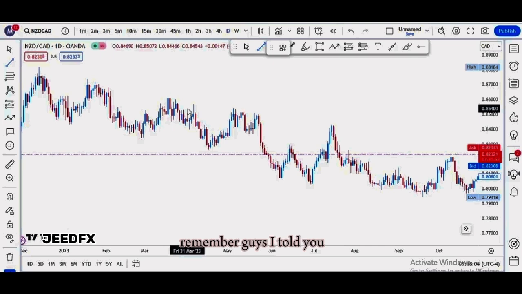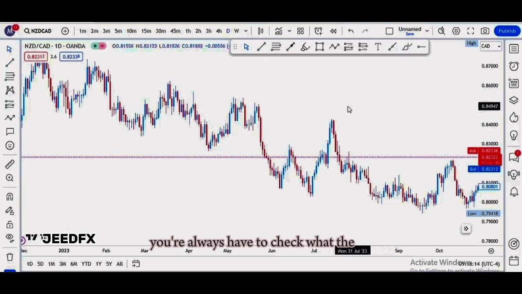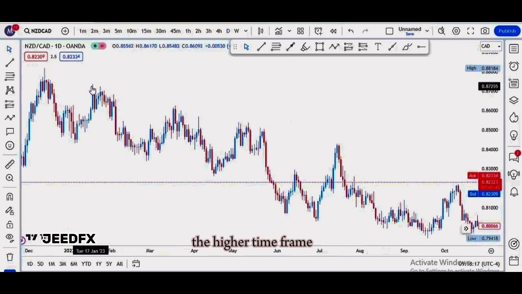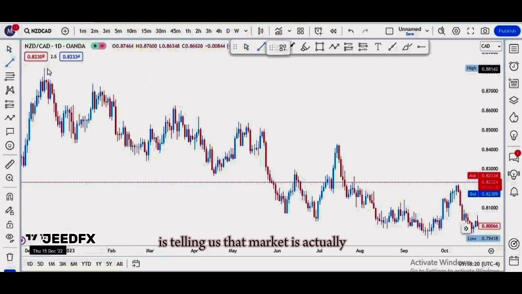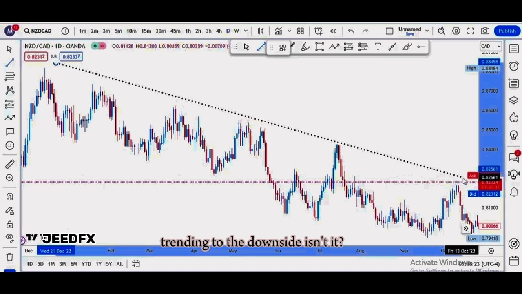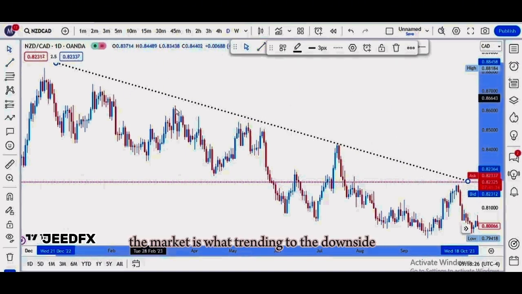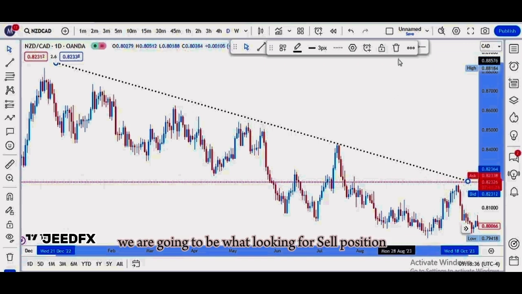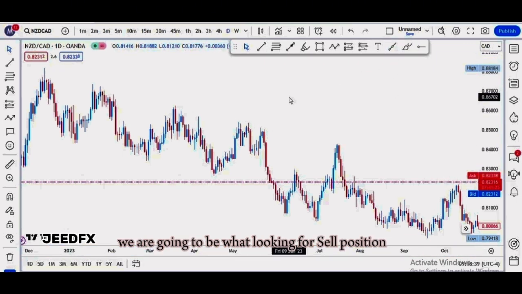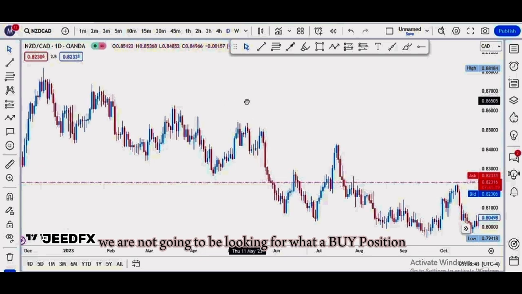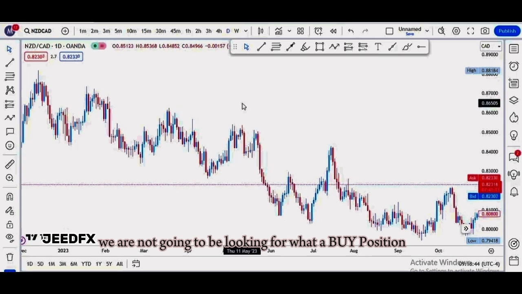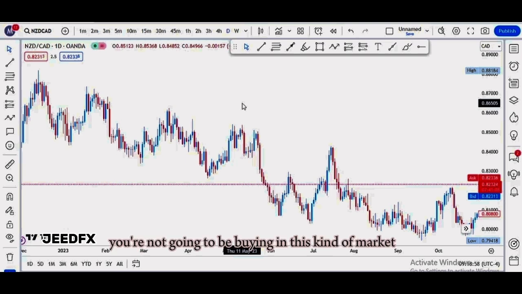Remember guys, I told you to always check what the higher time frame is doing. The higher time frame is telling us that the market is trending to the downside, isn't it? So we are going to be looking for sell positions. We are not going to be looking for a buy position in a seller's market. You're not going to be buying against the trend.